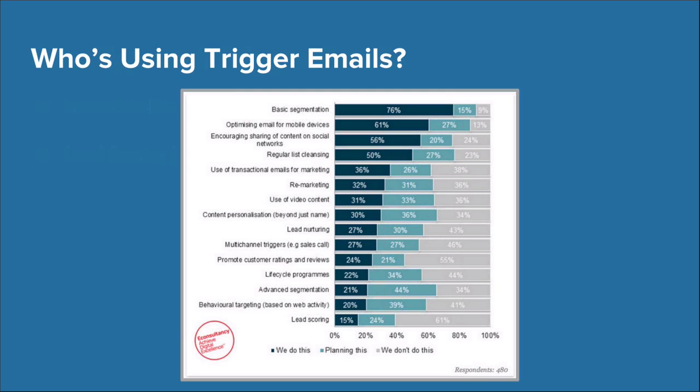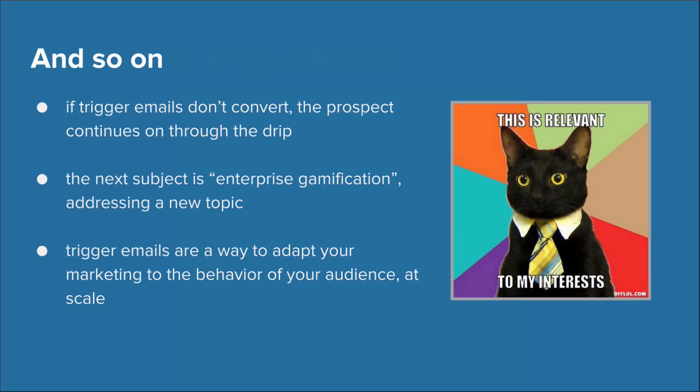So using triggered emails is still in its infancy. Only about 20% of the market is using them right now, based on this e-consultancy study. But if we look, there's 39% of the market that's saying we plan on doing this in the next 12 months. So that's going to push triggered emails close to 60% of the market using them. So there's still a big opportunity there, but it's catching on pretty quickly because people understand how targeted it is. They understand that when we use triggered emails, we're using marketing that adapts to the behavior of our customers.